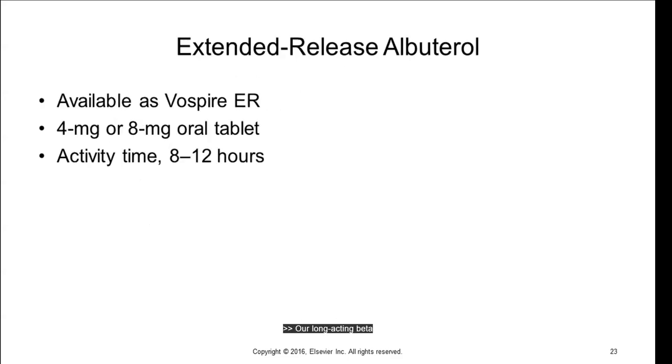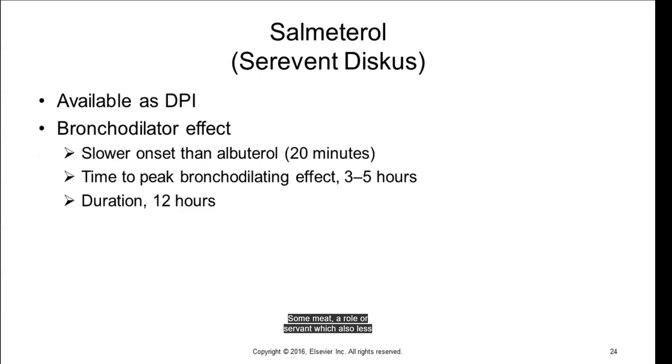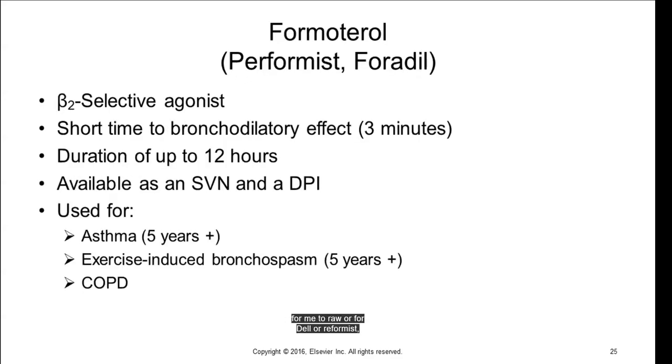Our long-acting beta-adrenergics, or LABAs, include extended-release albuterol, which lasts 8 to 12 hours, salmeterol or Serevent, which also lasts about 12 hours and can be used in conjunction with a corticosteroid, which we will discuss in future lessons, formoterol or Foradil or Perforomist, which can be given SVN or DPI and is used for asthma in children older than 5 years and exercise-induced asthma and COPD.